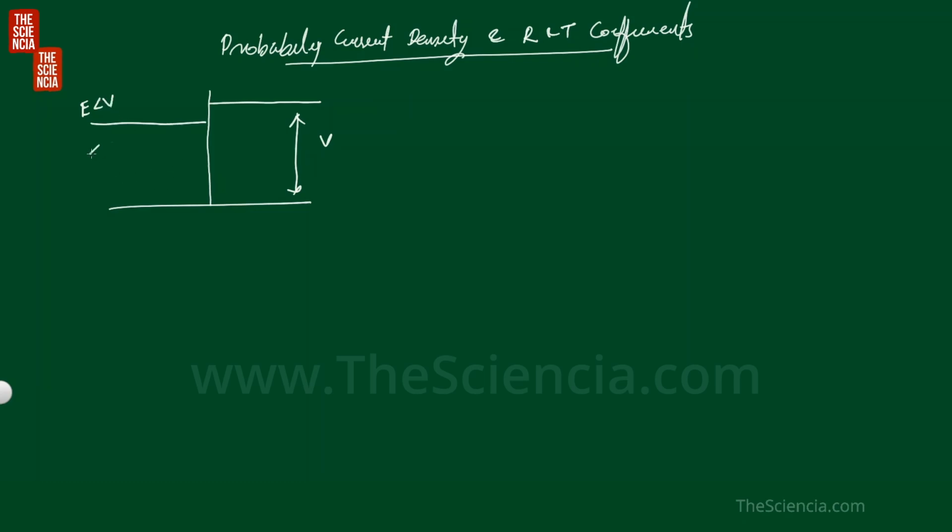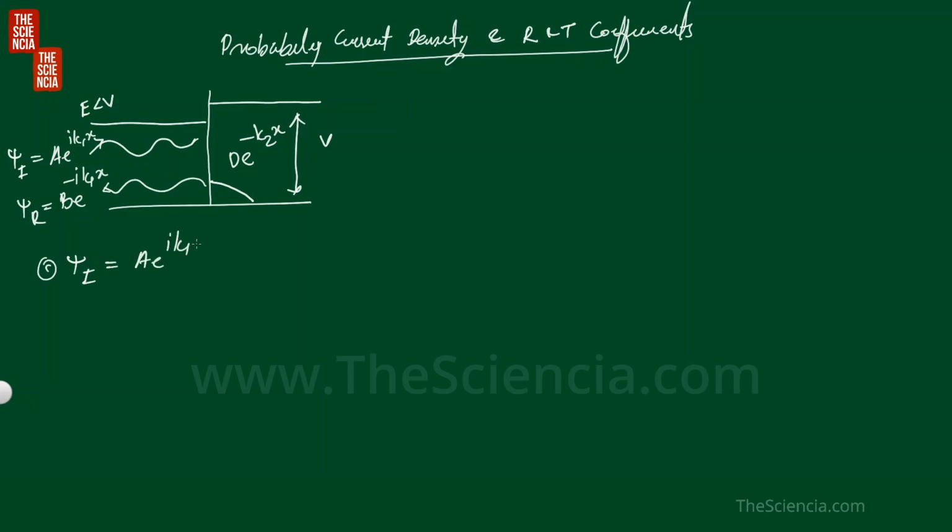Now we have two waves in the region 1, that is incident wave psi i, and it is equal to a e raised to i k1 x, and this is a reflected wave, that is psi r. So this is psi i incident wave, and this is psi reflected wave, that is equal to b e raised to minus i k1 x. And in the region 2 there is a wave, it decays to 0 value, and its wave function is d e raised to minus k2 x. That is, the incident wave function is equal to a e raised to i k1 x.